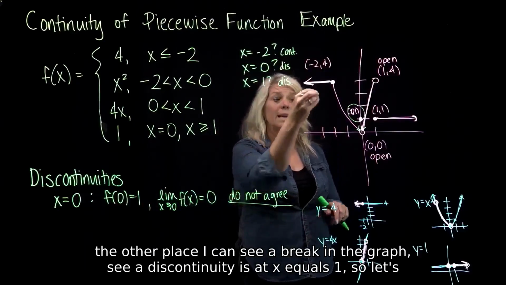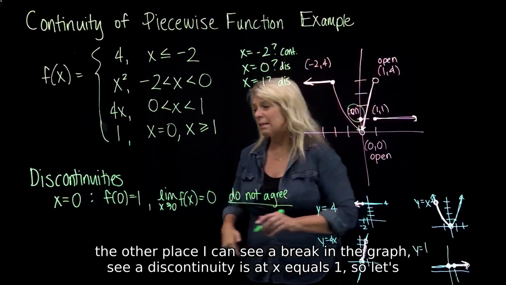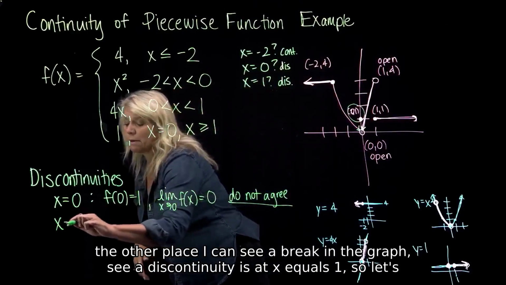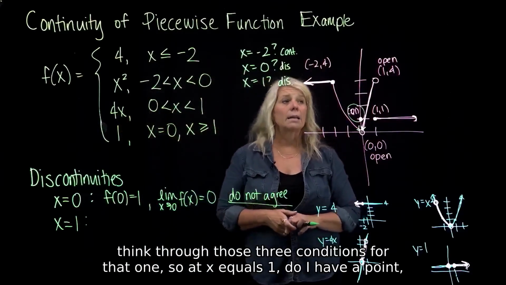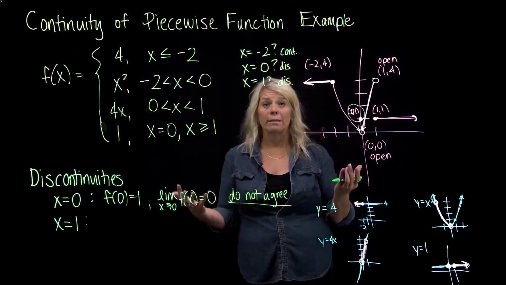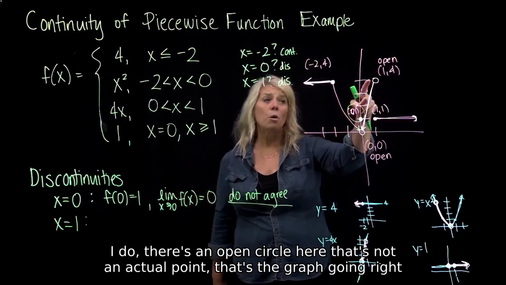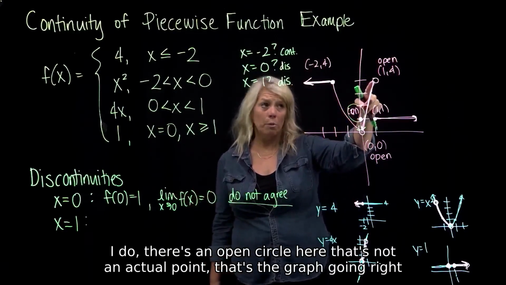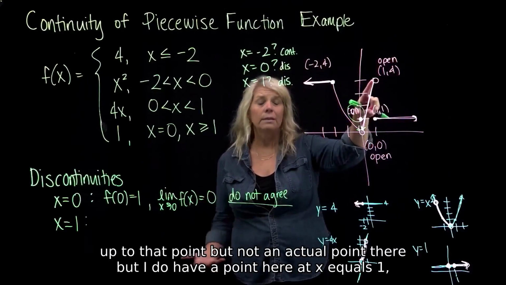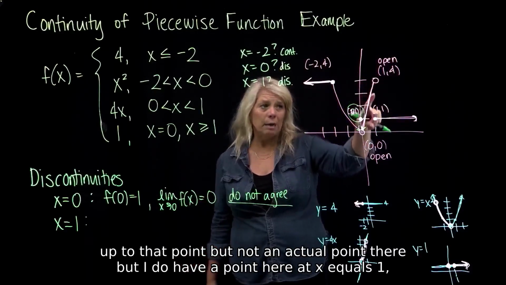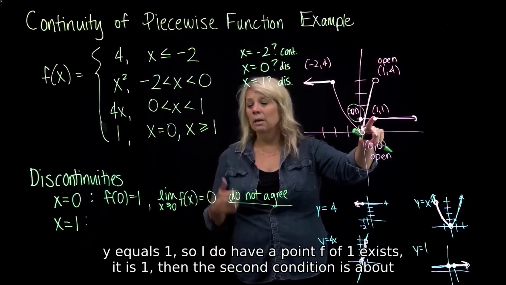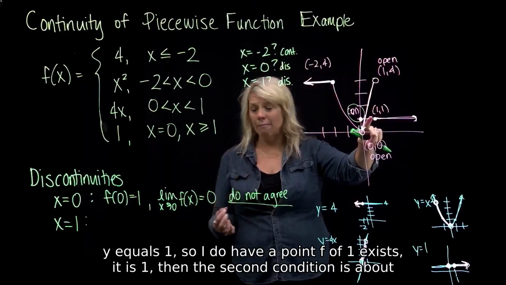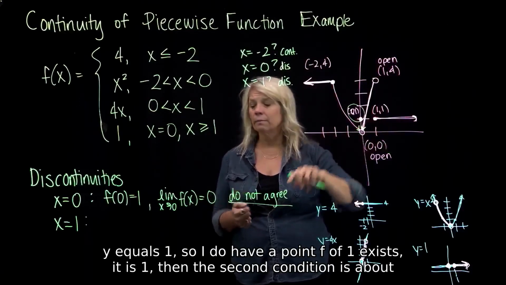Okay, and then the other place I can see a break in the graph, a discontinuity, is at x equals 1. So let's think through those three conditions for that one. At x equals 1, do I have a point? I do. There's an open circle here. That's not an actual point. That's the graph going right up to that point, but not an actual point there. But I do have a point here at x equals 1, y equals 1. So F of 1 exists. It is 1.